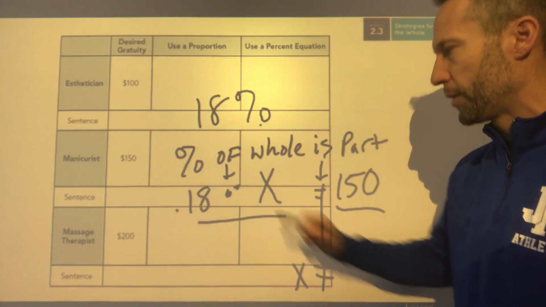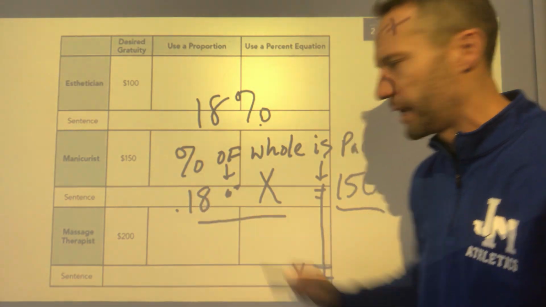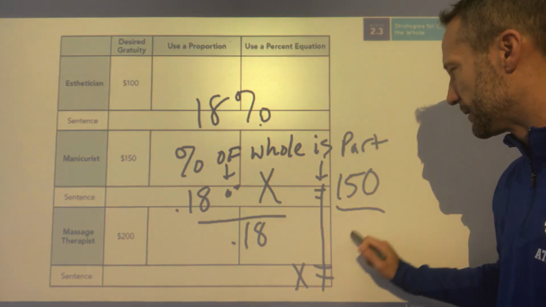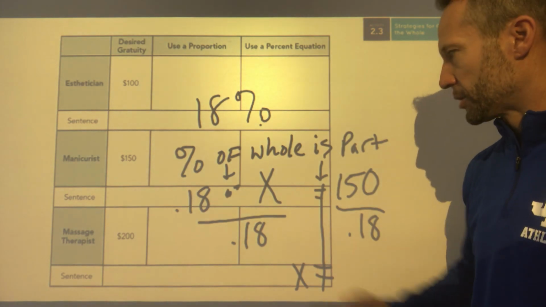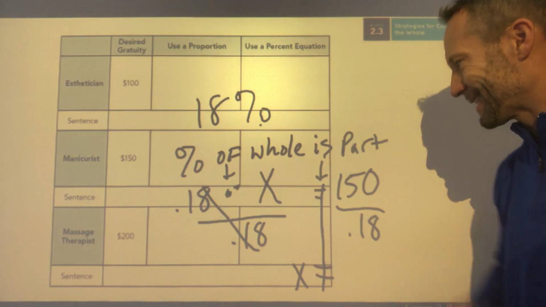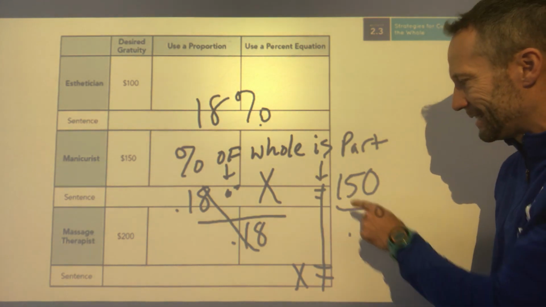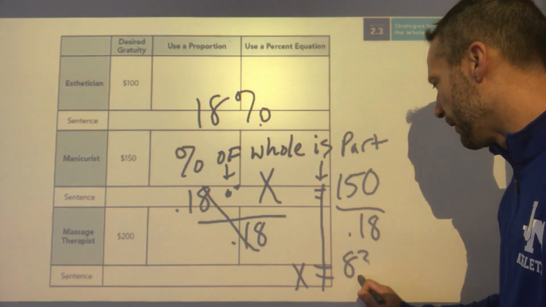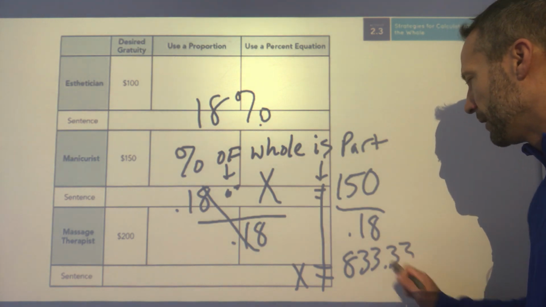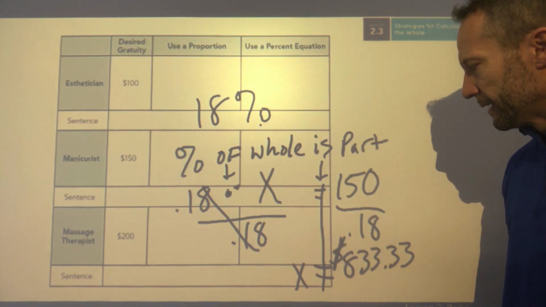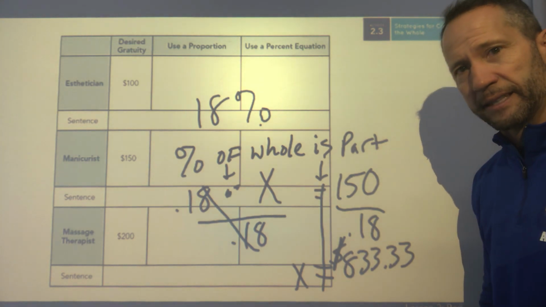That's our goal, to figure out what that is. So we have to get rid of that times 0.18. So we're going to do the opposite of times. We're going to divide both sides by 0.18. And so now 0.18 divided by 0.18 is 1. 1 times X is X. And over here we have 150 divided by 0.18, which is going to give me an answer of, let's see, what do we get here? $833.33.